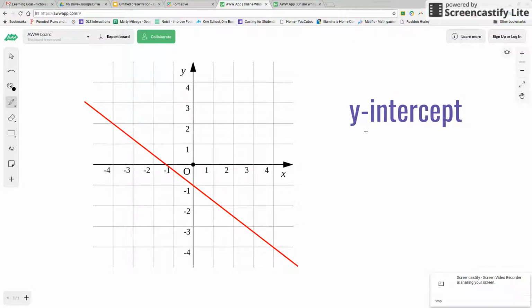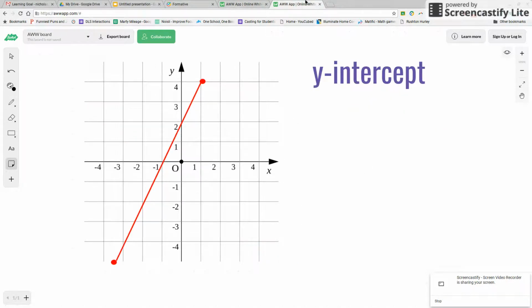The y-intercept, basically what that means is where does a line touch or cross over the y-axis? That's why it's called the y-intercept. Where does it intercept the y-axis? So looking at a simple line like this one here on this coordinate grid, my y-intercept of this line, I can see where does it cross the y-axis? Well, it crosses at -1. So that would be my y-intercept. My y-intercept is -1.